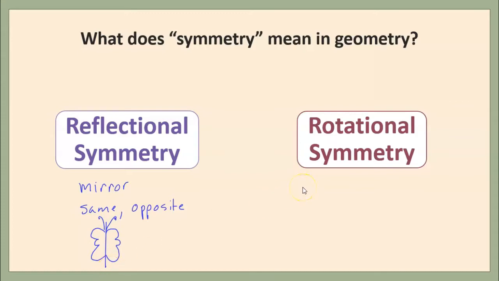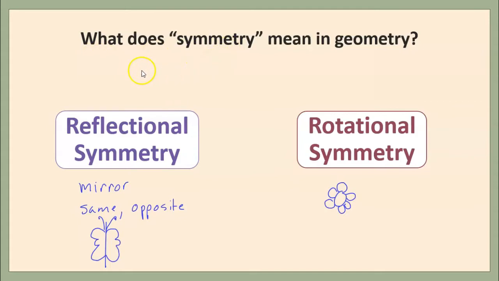But then we also have this idea of rotational symmetry, an idea that we could spin something around and it would look the same. So for instance, maybe a flower would be like a rotational symmetry. So if we spun that around, the petals would land on the next petal. This petal would land on this petal would land on this petal, and we would get the same thing back.